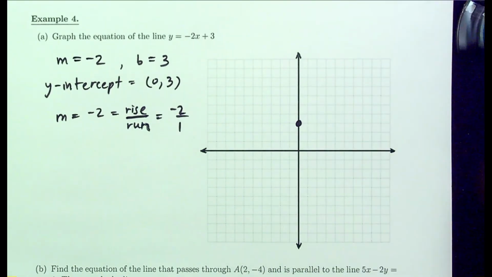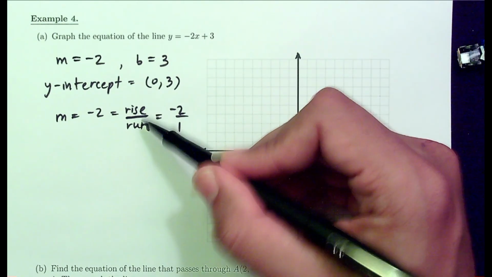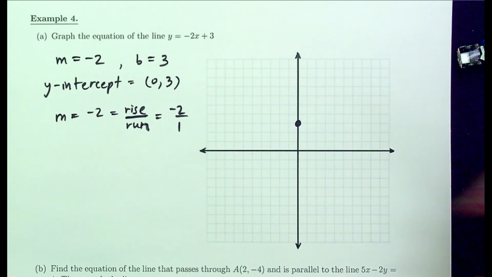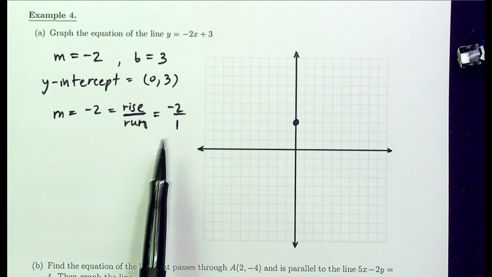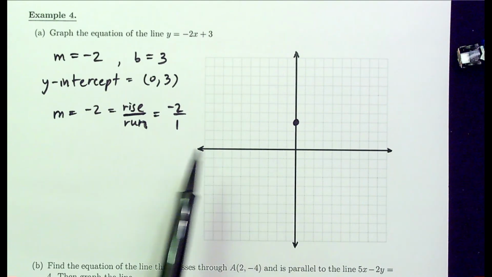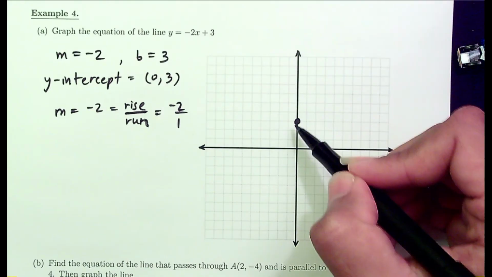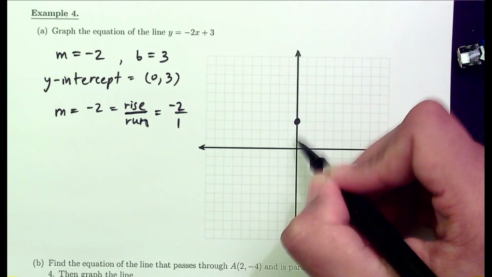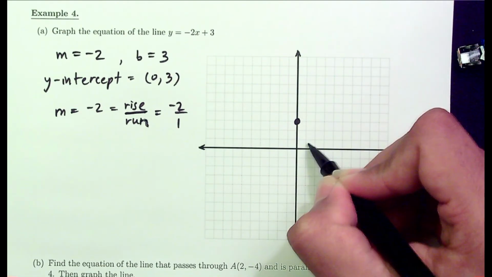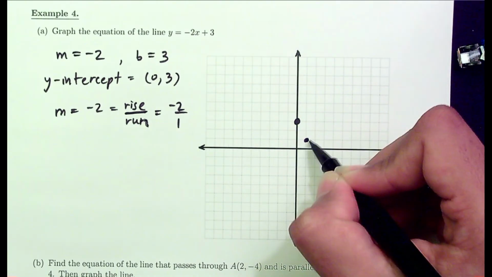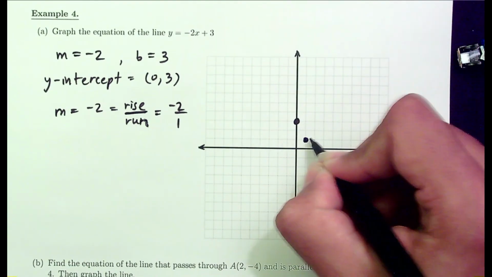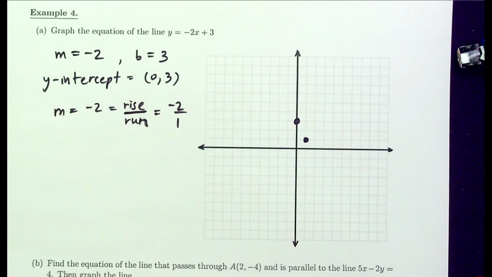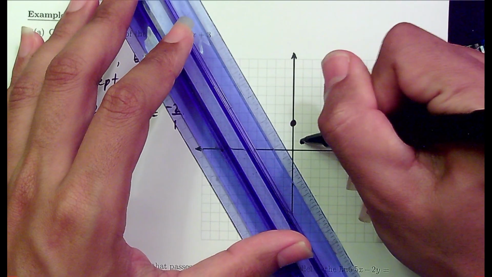And then from this point, I can get another point by following, you can read these as basically an instruction of how to get to another point. So it says the rise is -2. The fact that the rise is -2 means you actually go down 2. And the run, which is horizontal movement, if it is positive, move to the right. If it is negative, move to the left. So to get another point on the line, you go down 2, 1, 2, and then 1 over. That point right there is another point on the line. And then you connect these two dots, and that's your line.